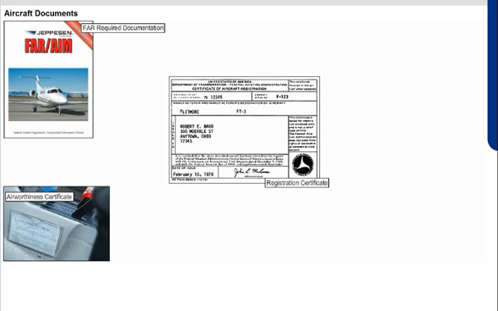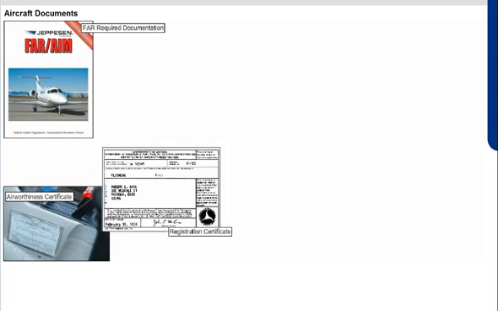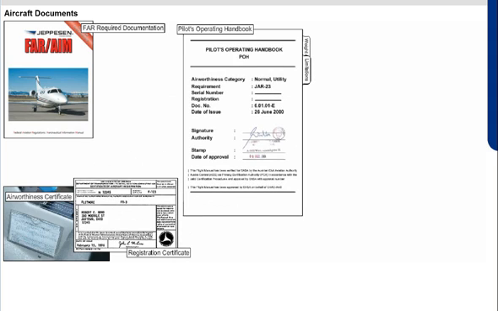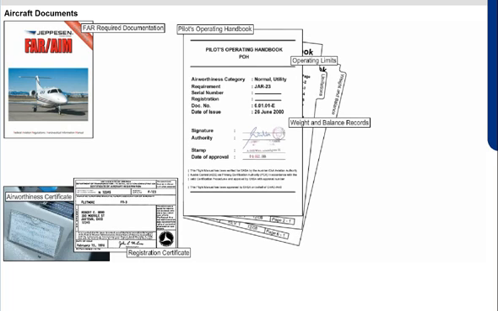The next document is the Registration Certificate. This certificate is similar to your automotive registration in that it shows legal registration of the aircraft. The final required documents are these 2 parts of the Pilot's Operating Handbook, or POH, for that aircraft: the operating limits and the weight and balance records sections.